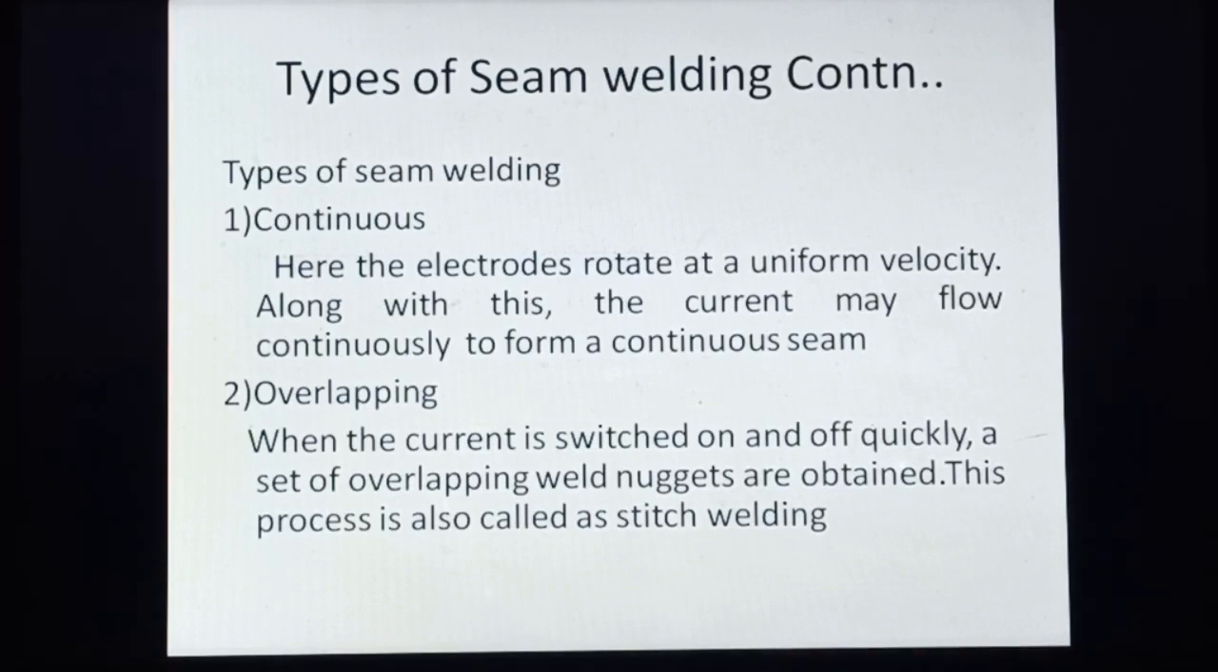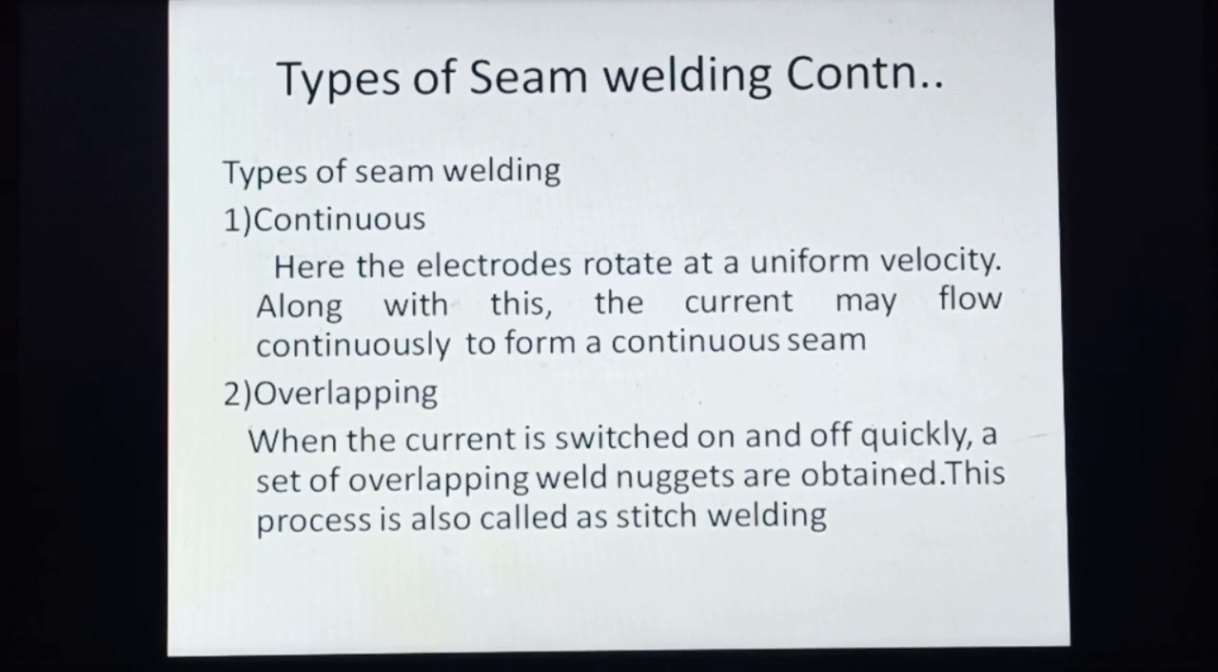Types of seam welding. There are many types of seam welding. One, continuous seam welding. Here the roller type electrodes rotate at a uniform velocity, and the current may flow continuously to form a continuous seam. Current is also continuous.